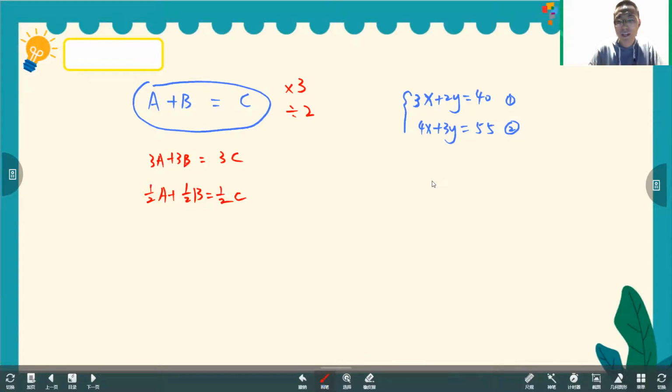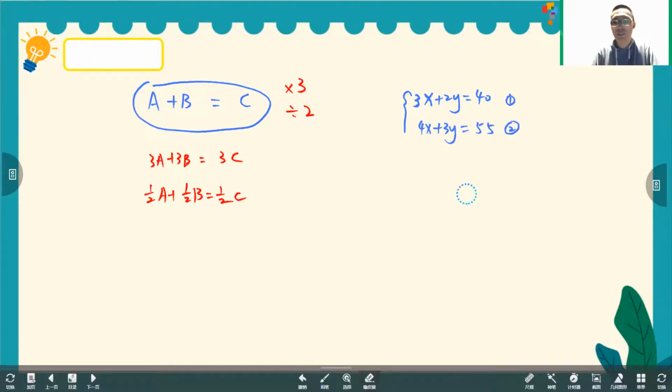But here, if I take away equation number 2 from equation number 1. Sorry, equation number 1 from equation number 2. Then what's left is x plus y. Yeah, 4x minus 3x, 3y minus 2y, is 55 minus 40. x plus y is 15. Yeah, so we didn't eliminate any variable.